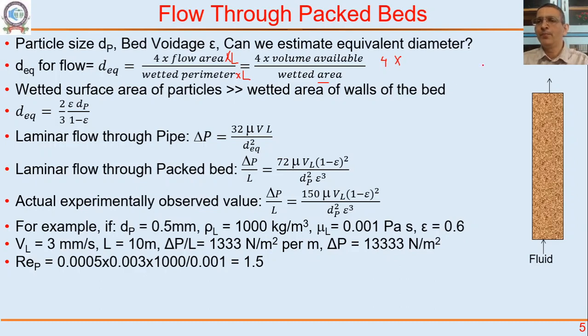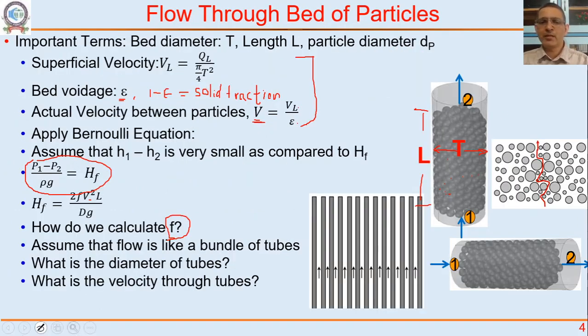What is the volume available? It is pi by 4 T square L multiplied by voidage epsilon. That's the volume available for flow, divided by the wetted area. What is the wetted area? Wetted area is the surface area of all these solid particles, because liquid is flowing around all these particles. All the external surface area of the particles is wetted by the liquid.